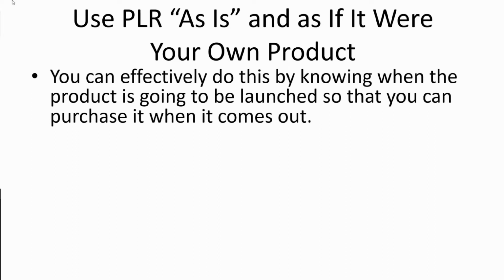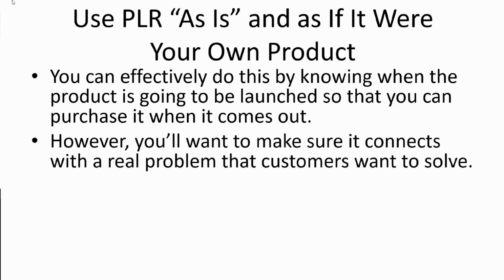And you can really most effectively do this if you already know when that product is going to be launched. So obviously, you're going to want to have looked at the product launch calendar on places like Muncheye and JV Notify so that you can purchase it when it comes out. And then you can literally get in front of the people that you're going to be mailing to. Now, obviously, you're going to want to make sure it connects your customers to a real problem that they're having or one that they want to solve.